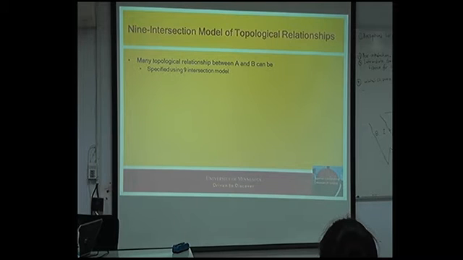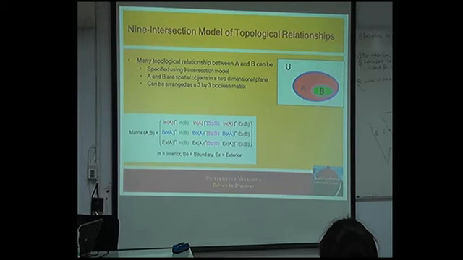Now if I want to study the topological relationship between two objects, I can look at the three components of A: inside, outside, boundary, and the three components of B: inside, outside, boundary, and take pairwise combinations. So this is A, this is B, and I make this matrix. So look at the pattern.